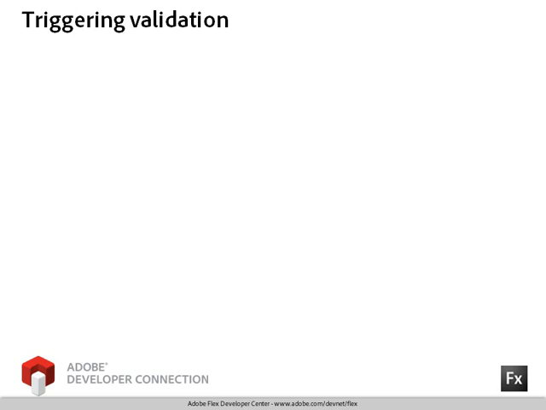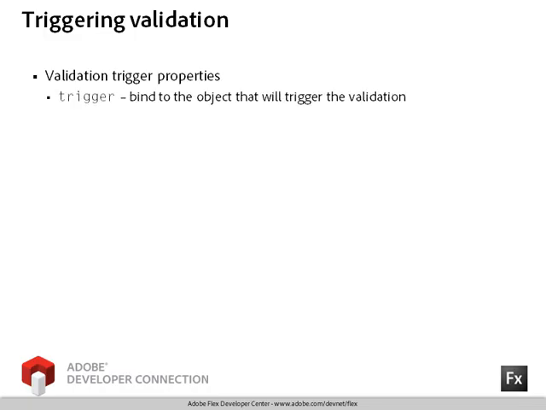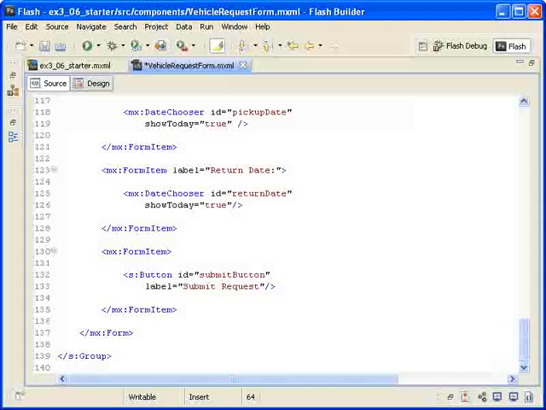You can define a validator to execute based on a specific event on a specific object. First, you add the trigger property to the validator with a binding to the instance name of the object that will trigger the validation. Then you add the trigger event property to the validator to name the event on the trigger that will trigger validation.